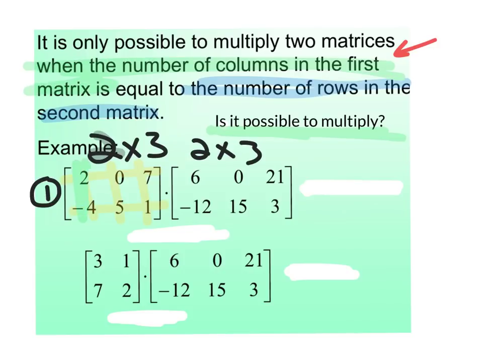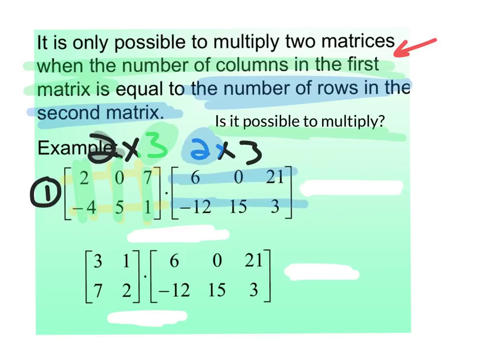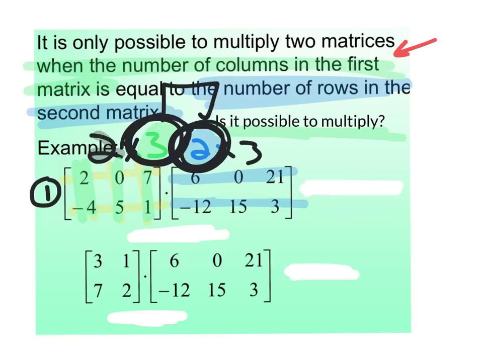Well, the first matrix has 3 columns. So the number of columns in the first matrix is 3. That has to be the same as the number of rows in the second matrix. Well, the second matrix has 2 rows. So the only way you can multiply is if the number of columns of the first has to be the same as the number of rows of the second.